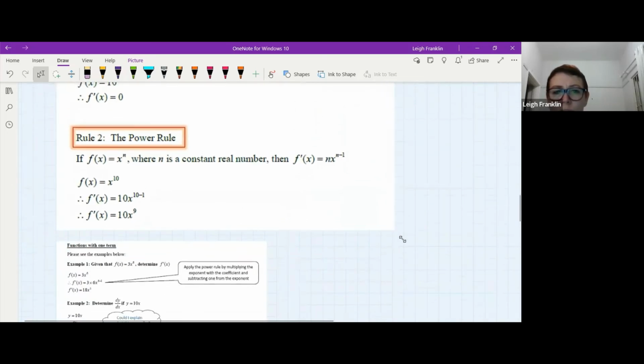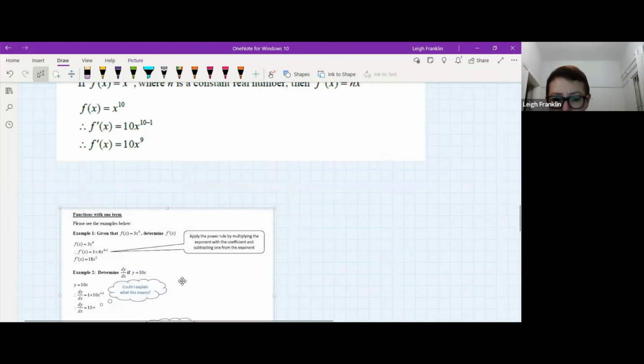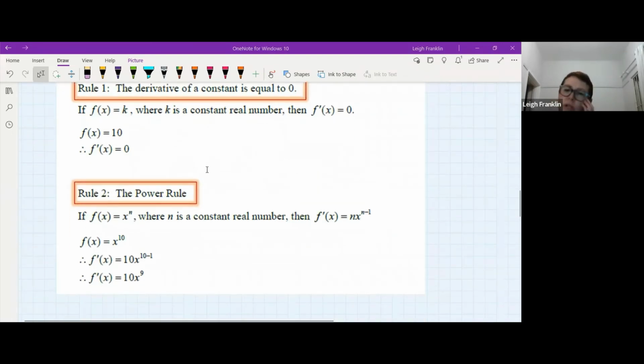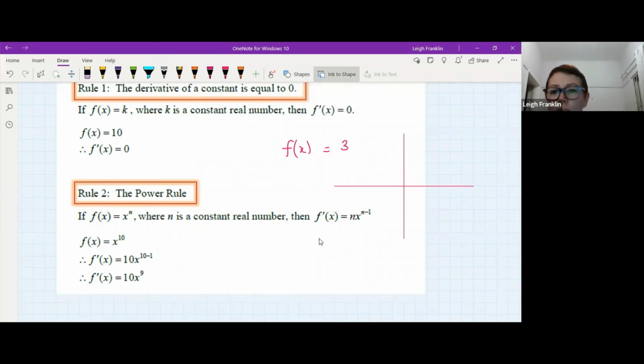Okay, so now, when it comes to differentiating, there really are only 2 rules in differential calculus that we need to pay attention to. The first one is that the derivative of a constant is equal to 0. So in other words, if you have f of x equals 3, what does that mean? If I was to draw a graph of f of x equals 3, what would my graph look like?